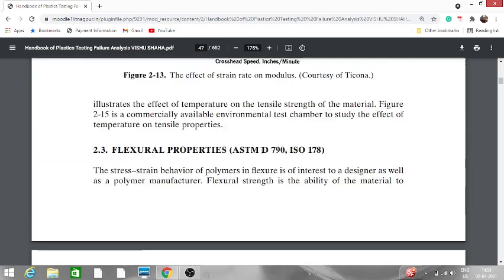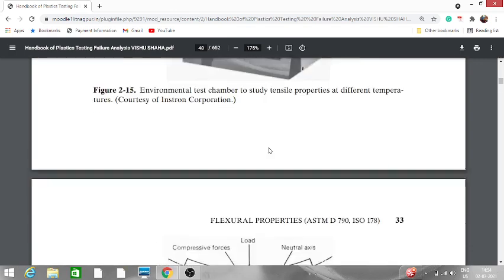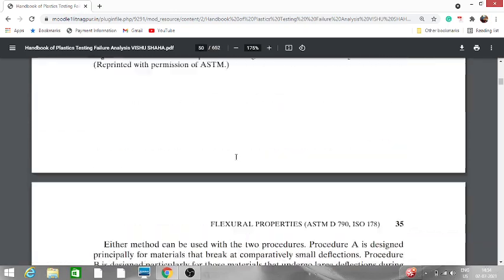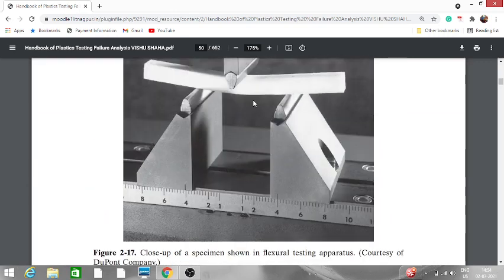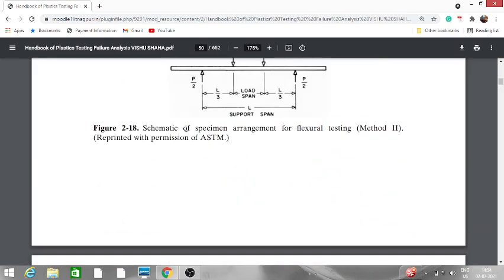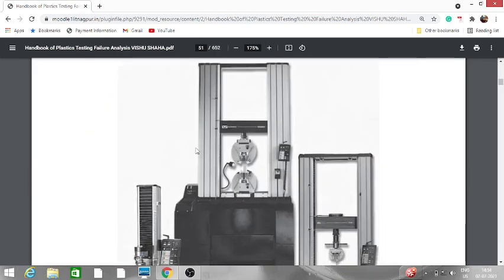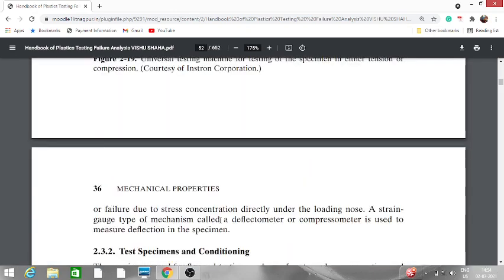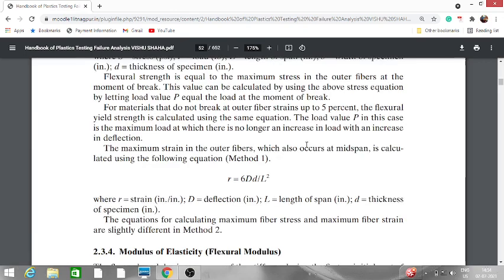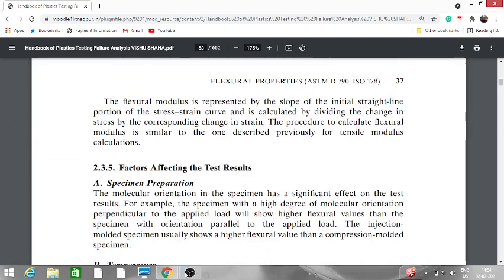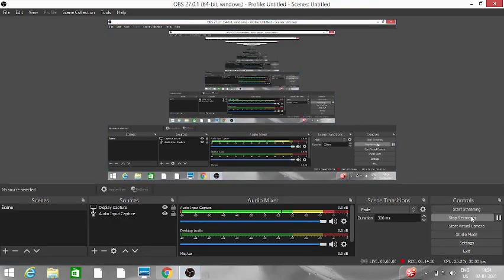ASTM D790. Two systems are there, 3-point loading and 4-point loading. Same universal testing machine is used. Two formulas are there. Just remember them. And instead of dumbbell shape, you are simply using a polymeric beam in this case.